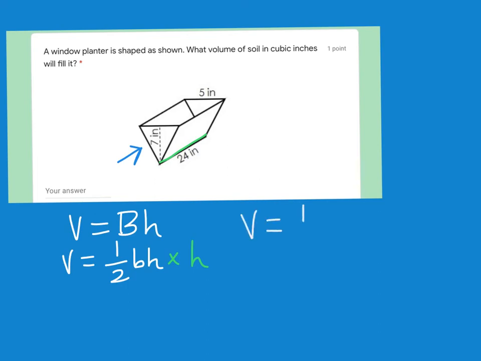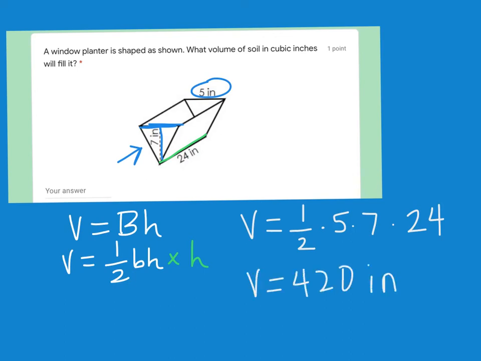So we're going to go half of the base of the triangle. It looks like I'll use this 5 right here as the base of the triangle, and the height of 7. So half times 5 times 7, and then multiply all that by 24. So 1/2 times 5 times 7 times 24. So the volume of this one becomes 420 inches cubed.